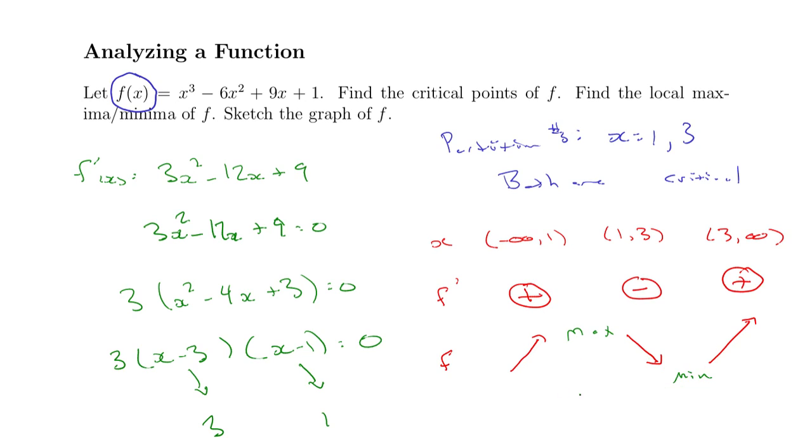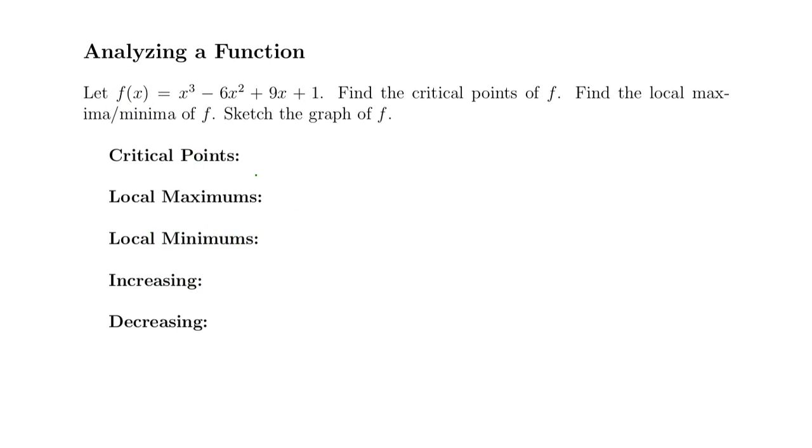So that's at this x value, and we need to find the y value, f of 1. And over here, we've got a minimum at x equals 3, and the y value, f of 3. Go ahead and plug those in, and you can see what those points actually are. But then we can go ahead and start labeling everything here. So critical points. Let me flip back and forth a bit. We said 1 and 3 were our critical points.